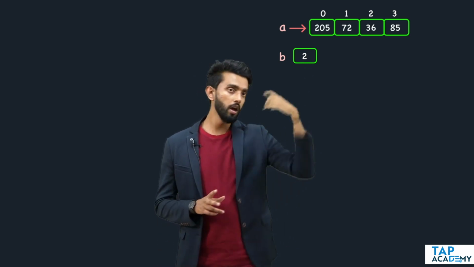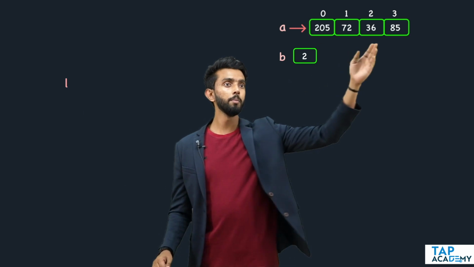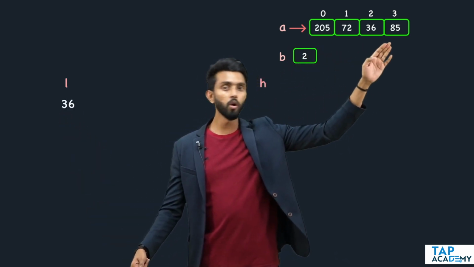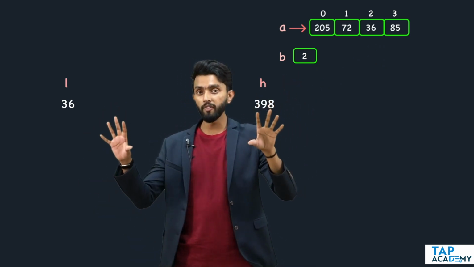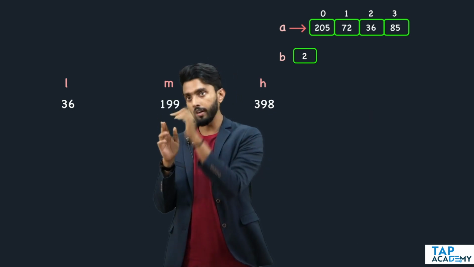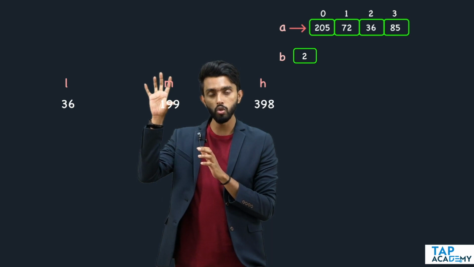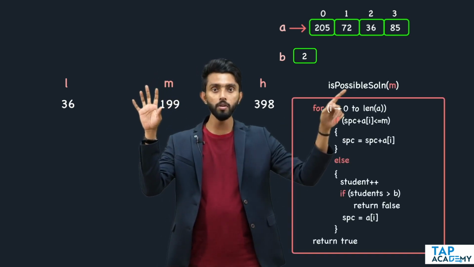Now I want you to understand how our program works. First we will set a low value, which is nothing but the minimum here, so 36. We will set the high value, which is nothing but the sum of all the pages of all the books, which is 398. Now if I find mid, 36 plus 398 divided by 2 is nothing but 199, that is mid. We want to see if this is a possible solution. To check that, we will pass it to this isPossible function.